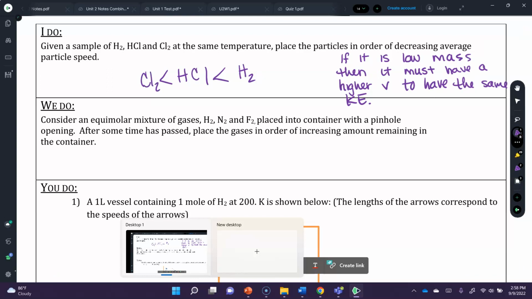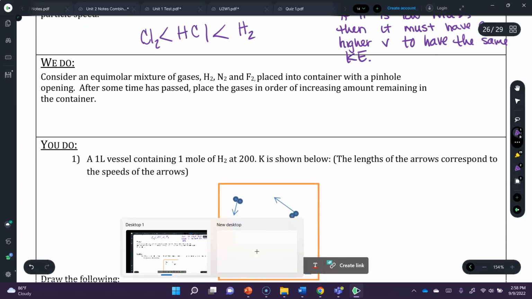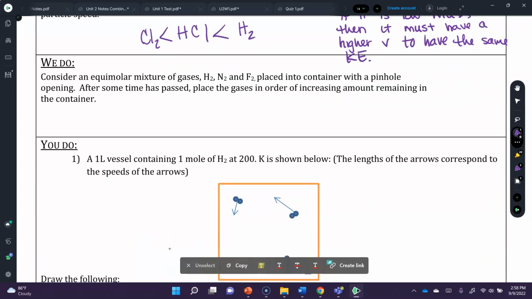Now for the we do, consider an equal molar mixture of gases, H2, N2, and F2, placed into a container with a pinhole opening. After some time has passed, place the gases in order of increasing amounts remaining in the container.